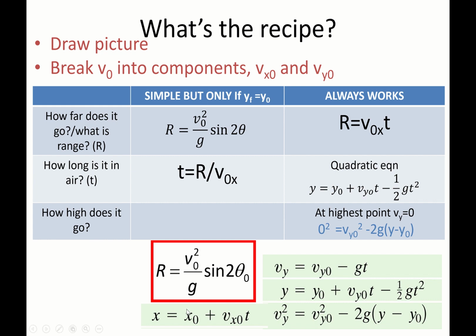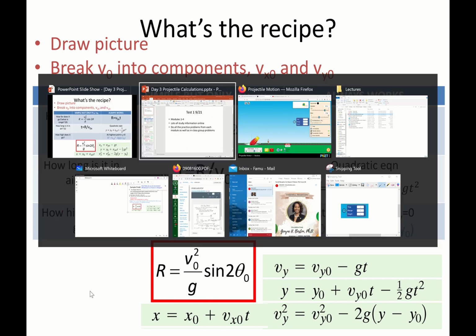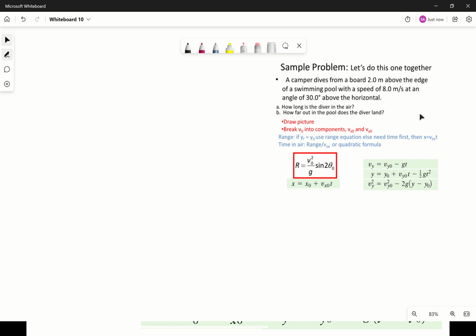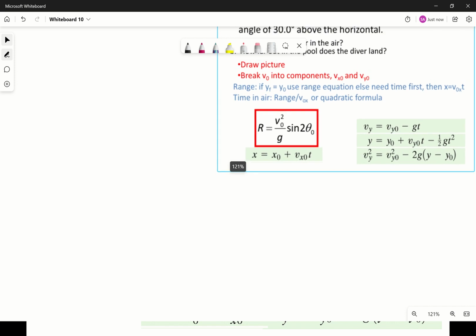Okay, so that's the recipe. So let's go ahead and use the recipe to solve a problem. So I'm going to go over to my whiteboard, and on my whiteboard I've got the sample problem here. Hopefully you can see it. So let me zoom in a bit on it.